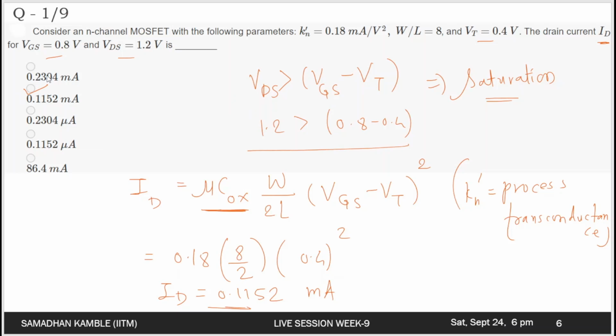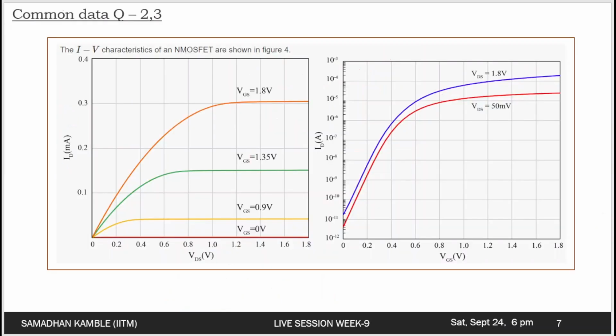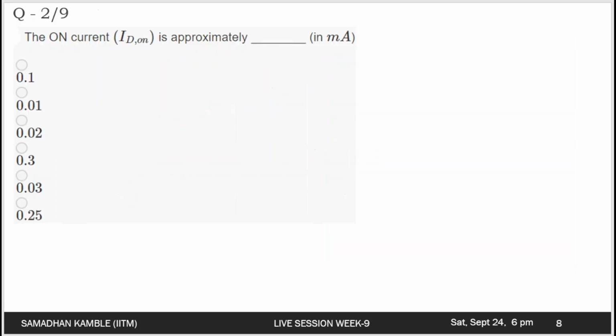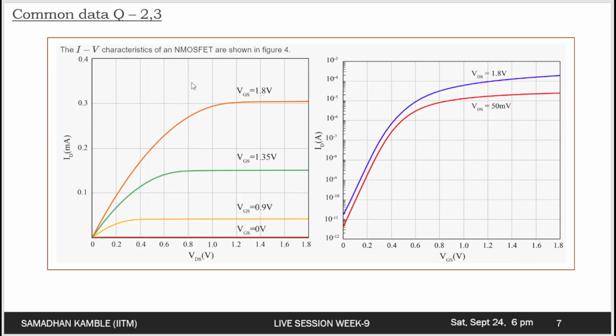Okay, so this is the straightforward question. Let's move to question number 2. This is again a common data question for question number 2 and 3. The IV characteristics of an N MOSFET are shown here, and we are supposed to answer a couple of questions based on these characteristics. Question number 2 is: the on current, that is ID on, is approximately. So the on current is asked based on the plot of IV characteristics.